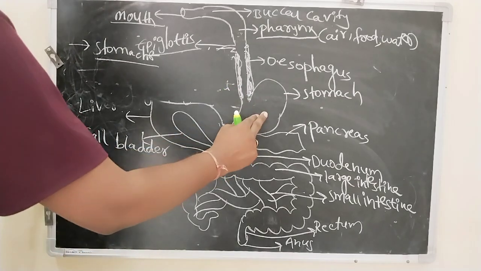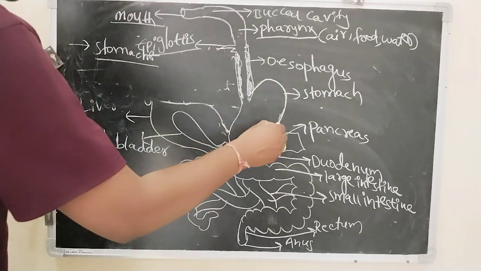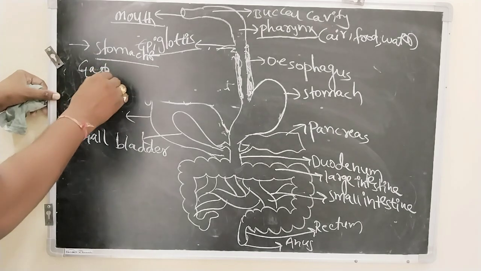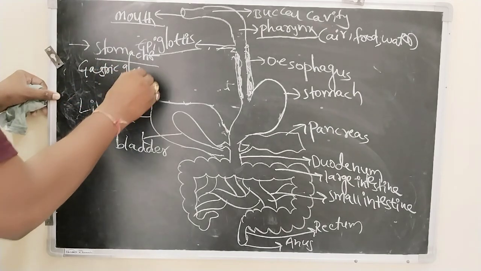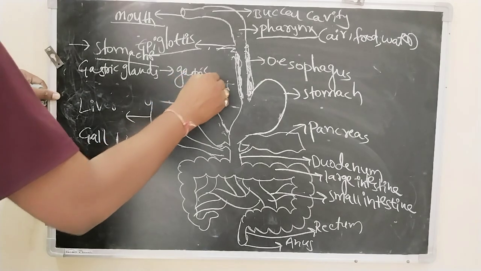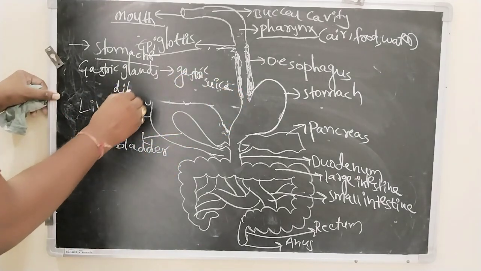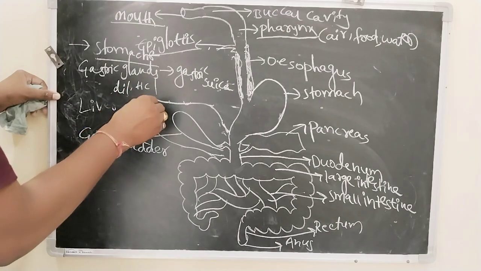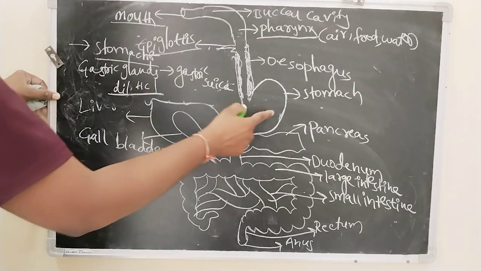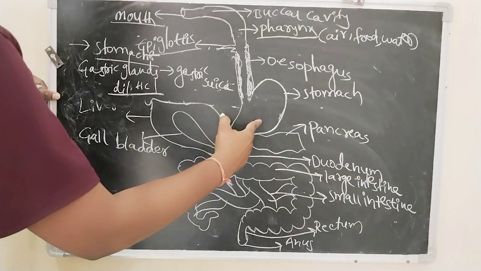When food enters the stomach, the walls of the stomach contain glands called gastric glands. These gastric glands produce a juice called gastric juice, which contains dilute hydrochloric acid. This dilute hydrochloric acid kills the harmful bacteria present in the food which entered the stomach.